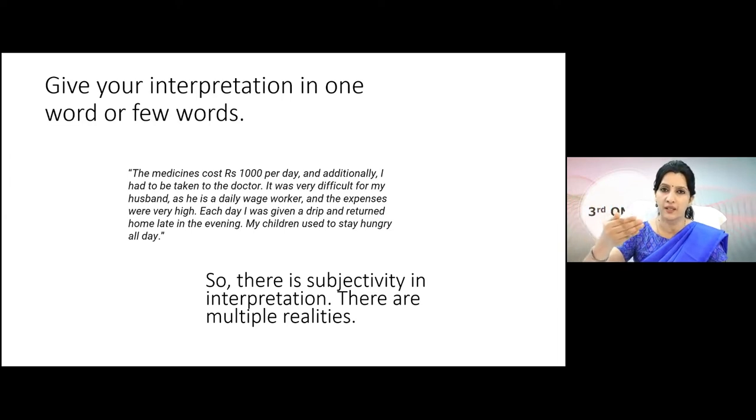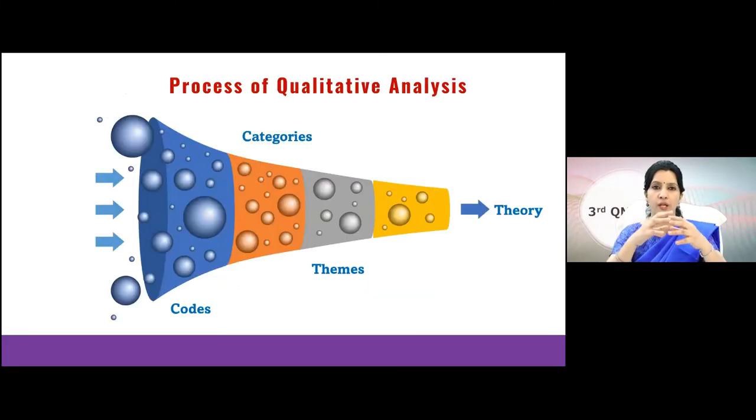For beginners, I have not introduced the term code yet. But code is basically a word or a phrase which expresses the meaning of that underlying sentence. So in qualitative data analysis, we start with making codes, and then we merge those codes to make a category. We merge those categories to form a theme. And if possible, not in all cases, a central theme can be taken in the form of a theory. But it is not mandatory that you should have all the four things in your analysis.